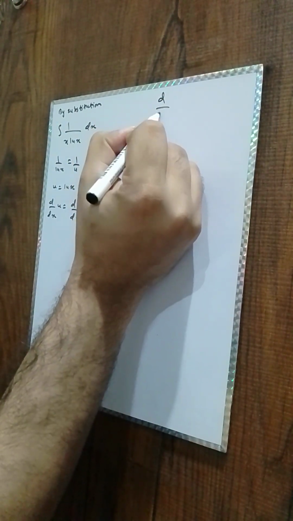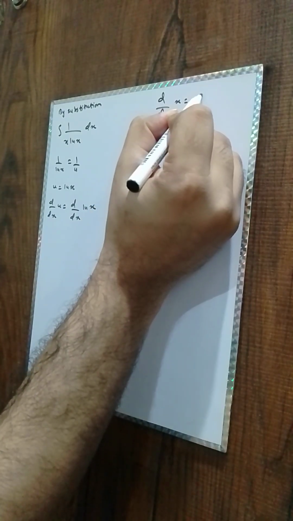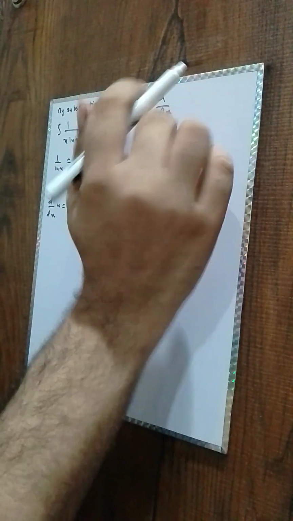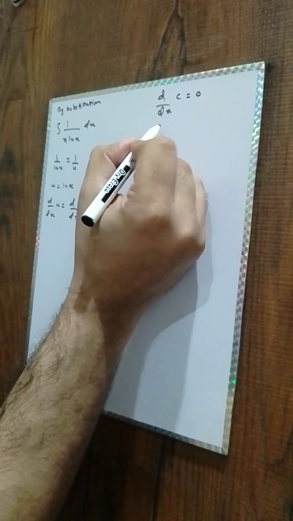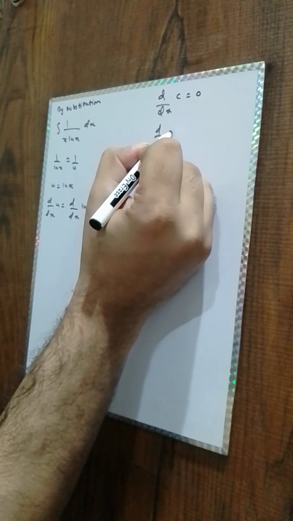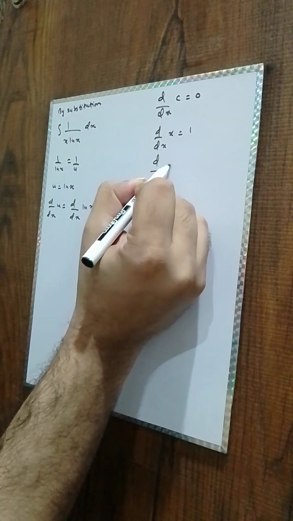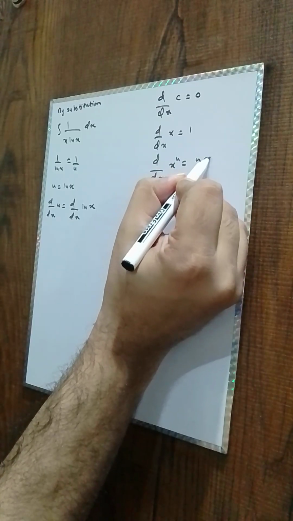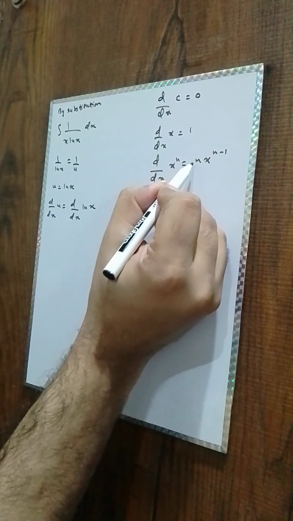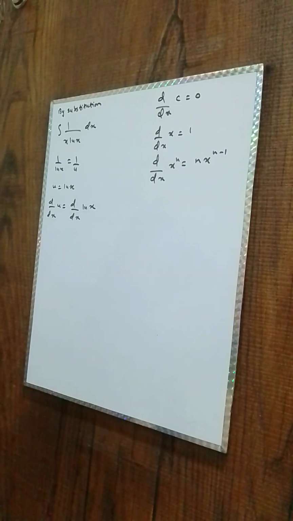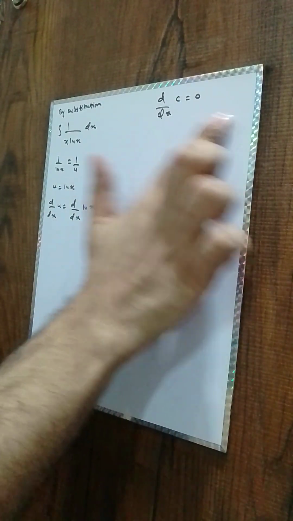So let me just remind that d by dx of a constant is equal to 0, and d by dx of x is equal to 1, and d by dx of x to the power n is equal to nx to the n minus 1. See, these are the things which need to be kept in mind while working with these antiderivatives.